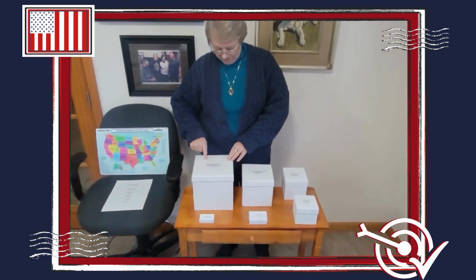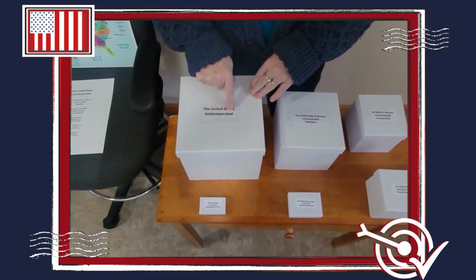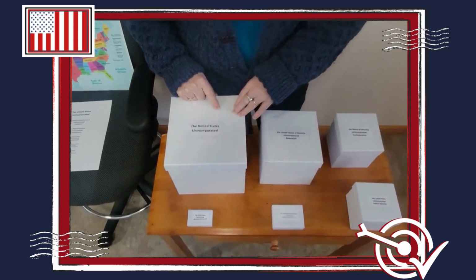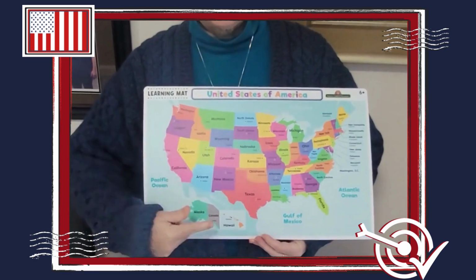Come on in and take a look. This is the United States Unincorporated. Okay? This is the big kahuna. This is the Sovereign States Union. This is the Union States. Okay? Now, these are all nation states. What does that mean? Okay. When we're talking about the Union States, these are the states that we're talking about.